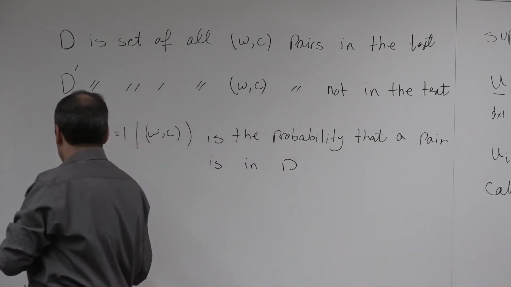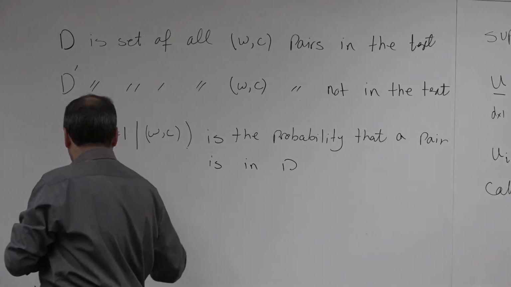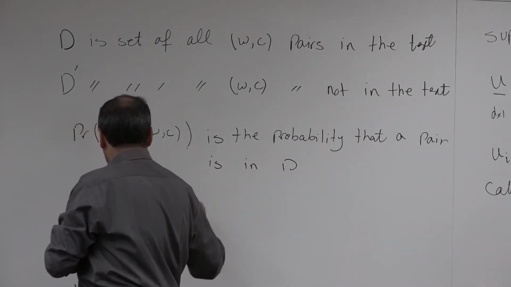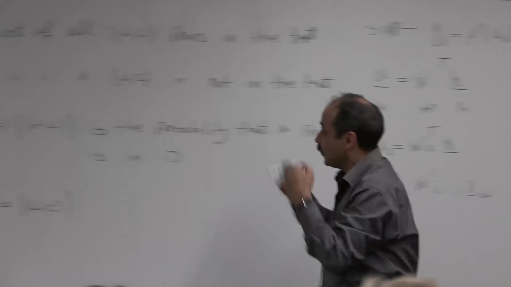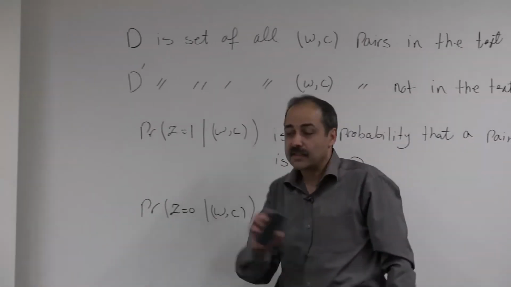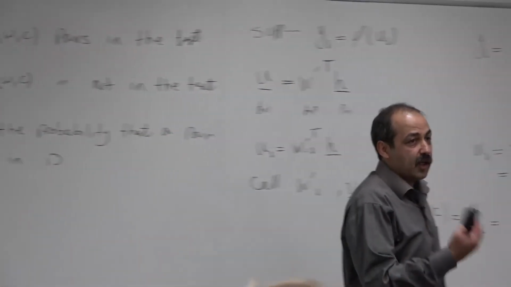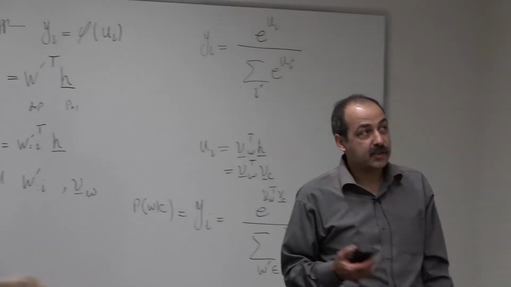And the probability that Z is equal to 0 given WC means the probability that it's not in the corpus, which means it's in D prime. Okay, now assume that it's a classification problem and solve this classification problem using logistic regression.